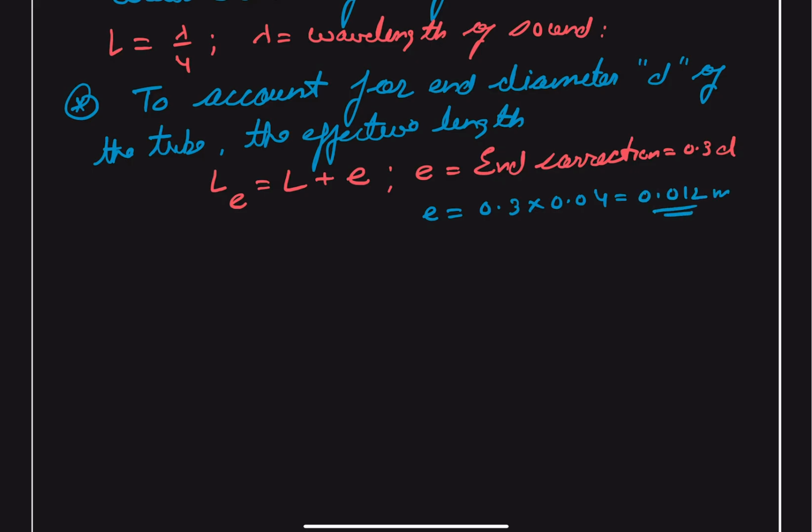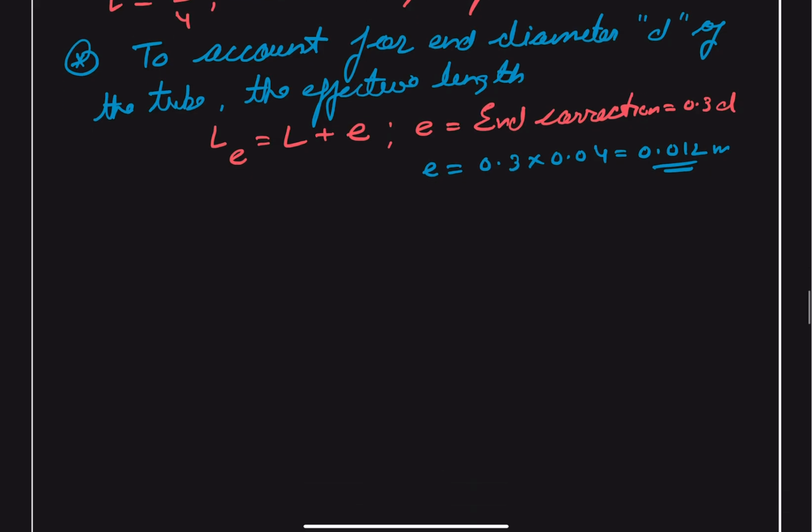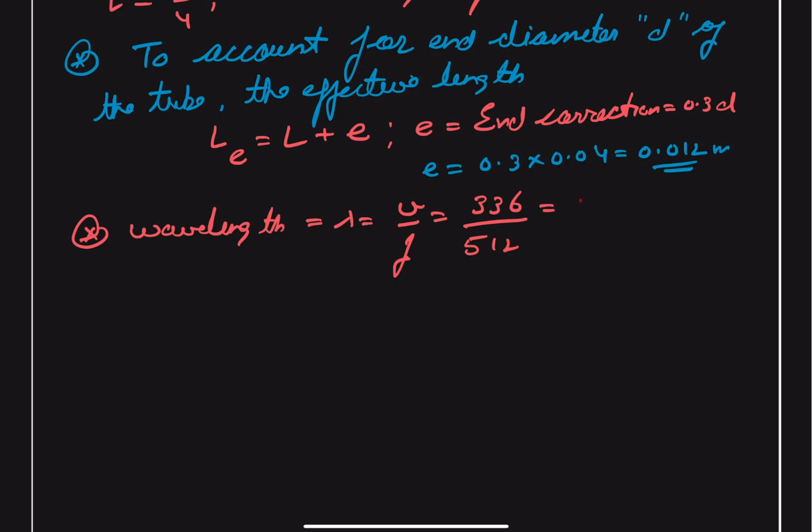Now we can also find out the wavelength by using the basic formula. We can say our wavelength lambda will be equal to velocity divided by frequency. Velocity is given as 336, frequency is given as 512 Hertz, and this comes as approximately 0.656 meters.